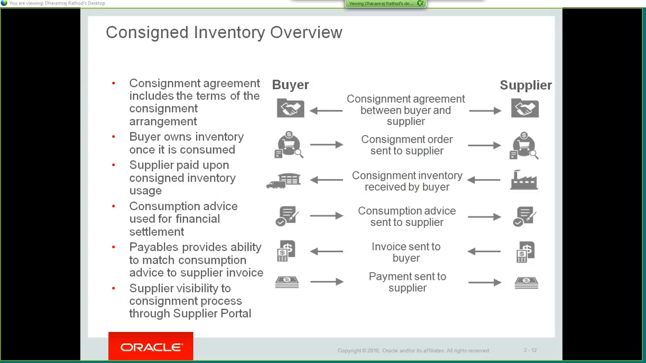you create a consignment order based on that agreement, and then that consignment order would go to your supplier, nothing different than the normal purchase order. You have got another entity called consignment order. It will go to your supplier, and then the supplier will acknowledge that consignment order and ship the goods to you, and that would be your consignment inventory, we can say. And then receiving of consignment inventory is nothing different than the normal receipt.